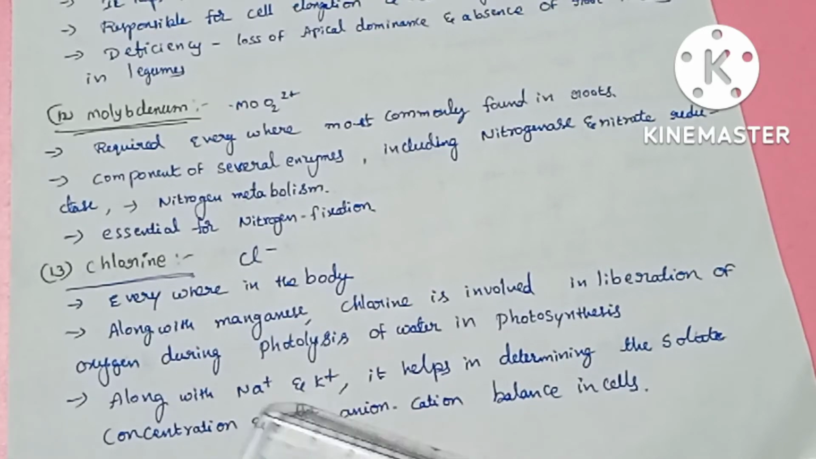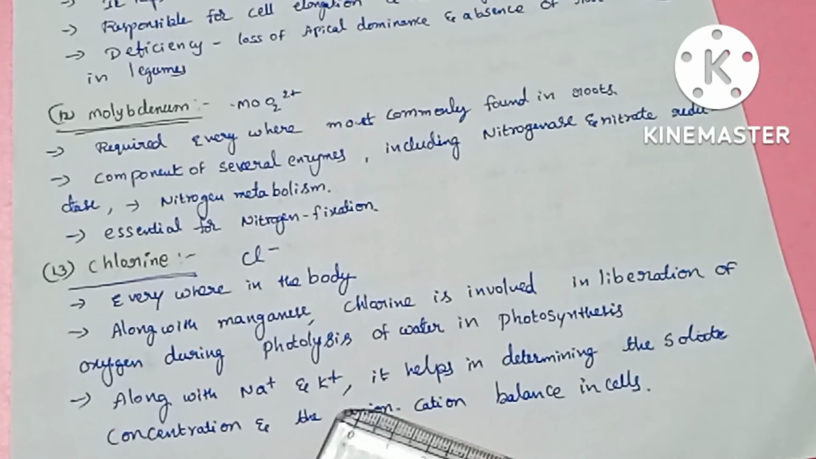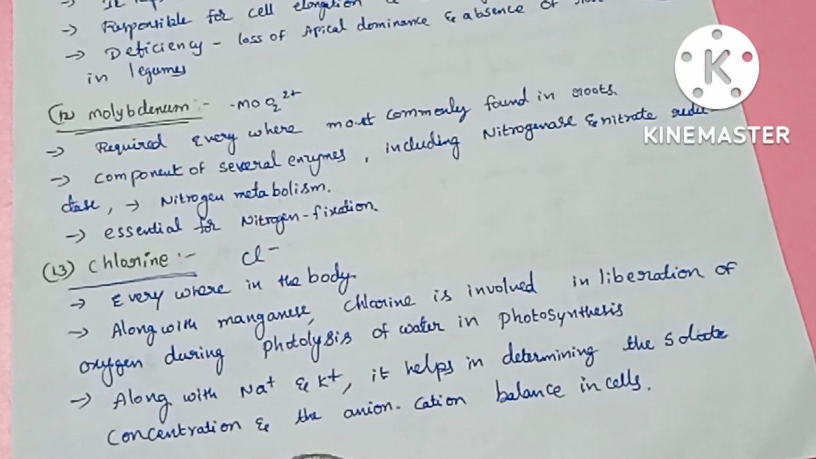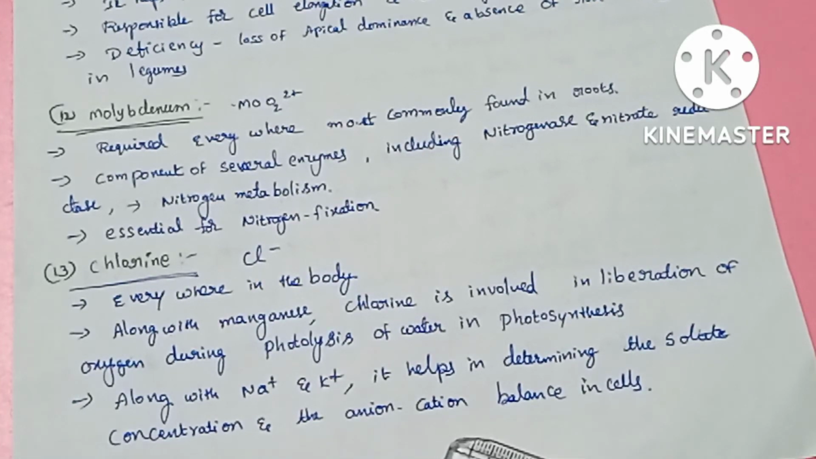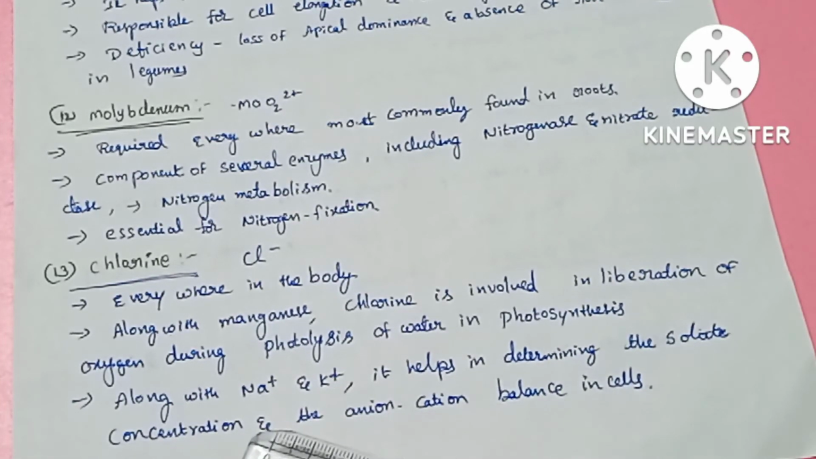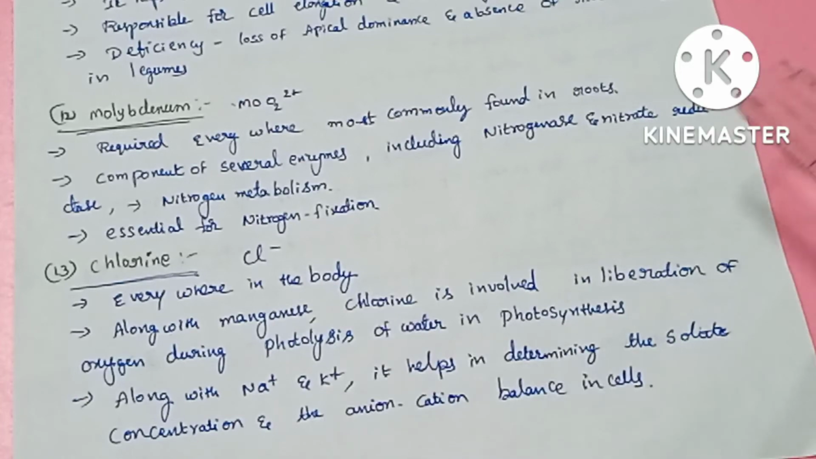And not only that, along with the sodium and potassium ions, the chlorine ions also help in determining the solute concentration. That is, the anion-cation balance in the cells is maintained by the sodium, potassium and chlorine ions.